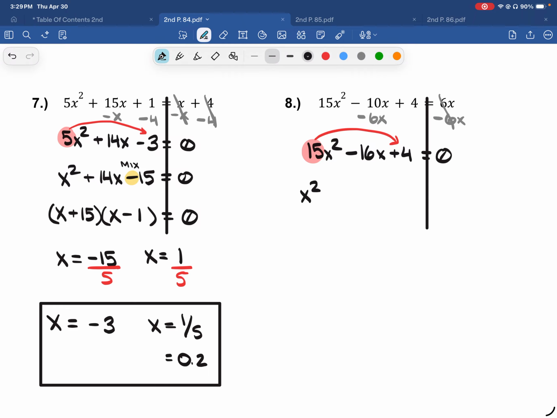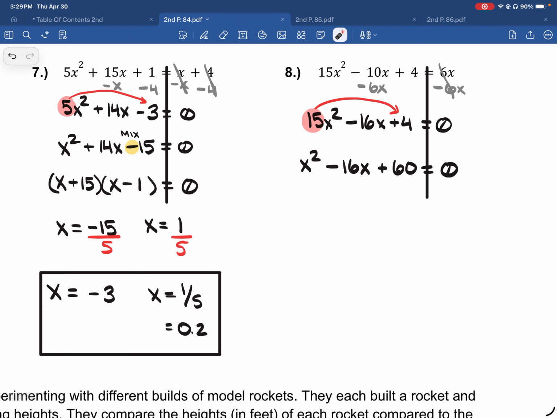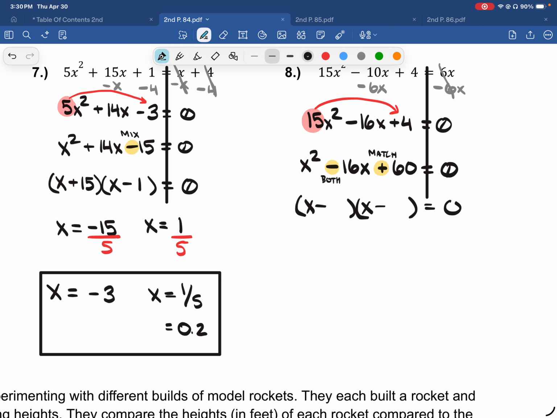I'm going to rewrite this as x squared minus 16x, and 15 times 4 is 60. I'm looking for factors of positive 60 that add to negative 16. Because they multiply to a positive, the signs are going to match. Because they match and add to a negative, they're both negative. So I know I'm looking for two negative factors. The numbers that multiply to 60 and add to negative 16 are negative 6 and negative 10.